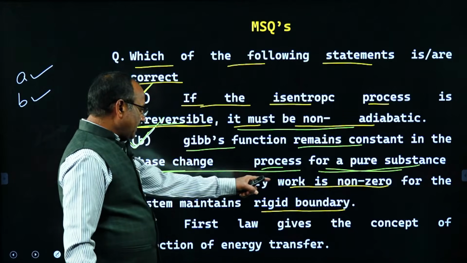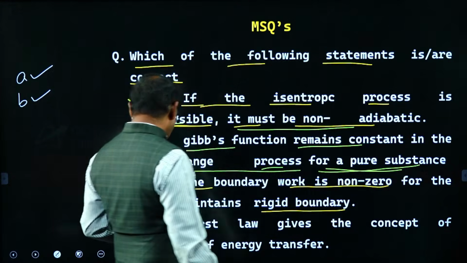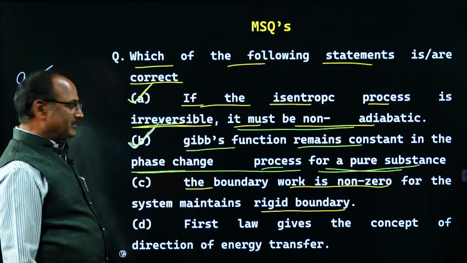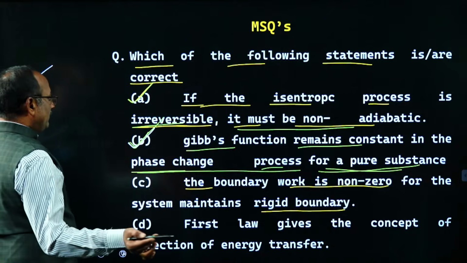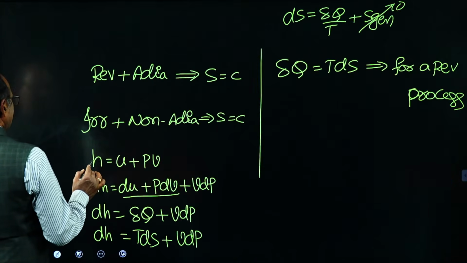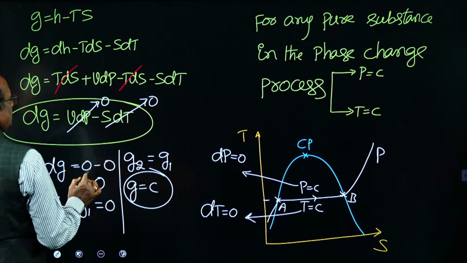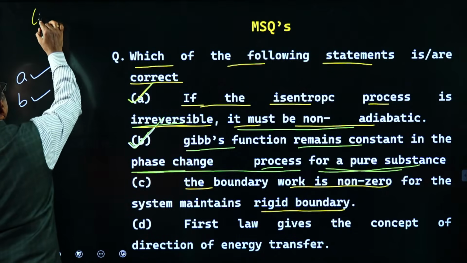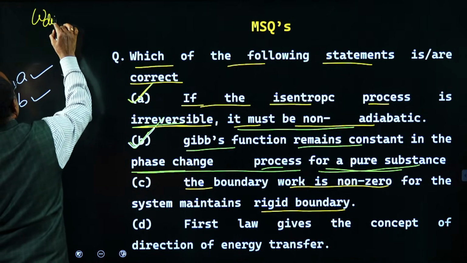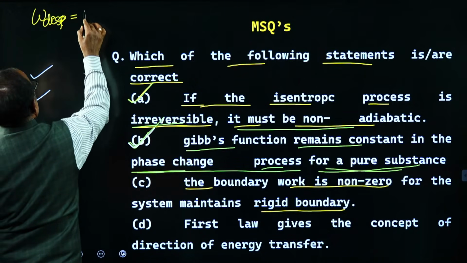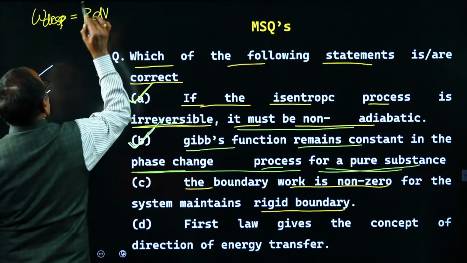The boundary work is non-zero for a system maintains rigid boundary. Correct. Because what is the boundary work? Boundary work means displacement work, right? Boundary work is displacement work. Here displacement work equal to what? Displacement work means non-flow work. Displacement work equal to PdV.